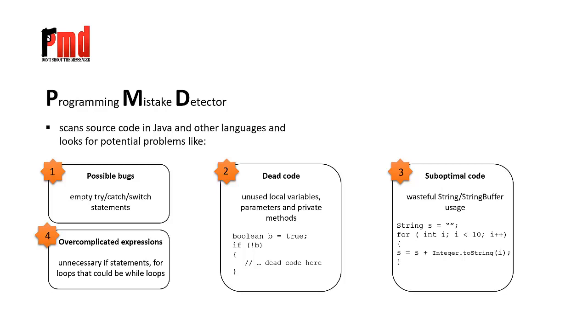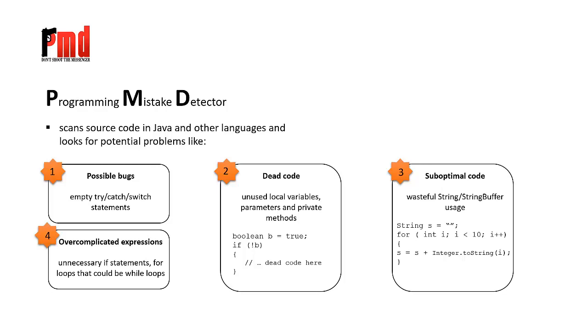The number one is possible bugs. It could find the bugs which are usually present in empty try, catch, or switch statements. The second is dead code. What that means is that there could be unused local variables, parameters, and private methods which are present in your code but you are not using them. PMD can detect that as well.